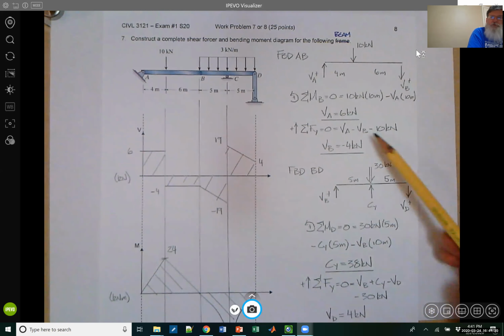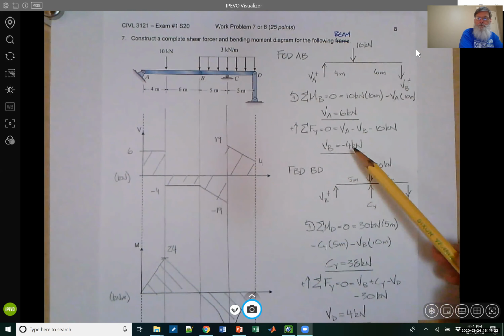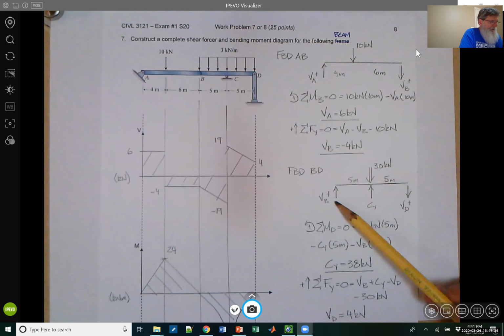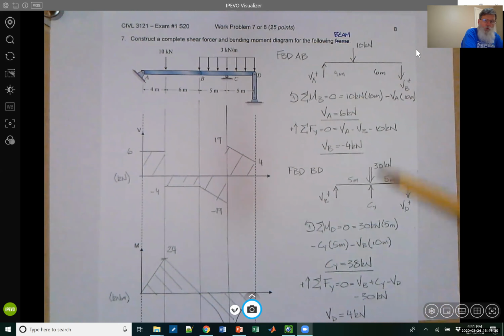So since I've solved for the shear at B, I can apply that there. I only have 2 unknowns. So I found the reaction and then the shear at D. So quite a bit of work just to get started.